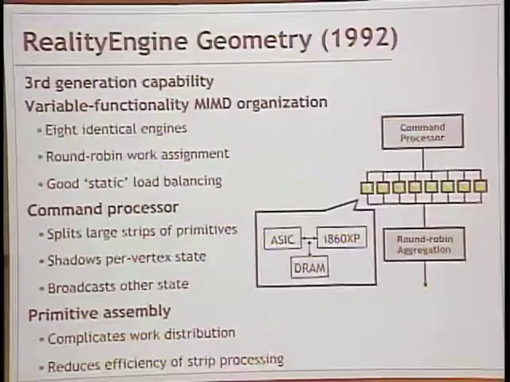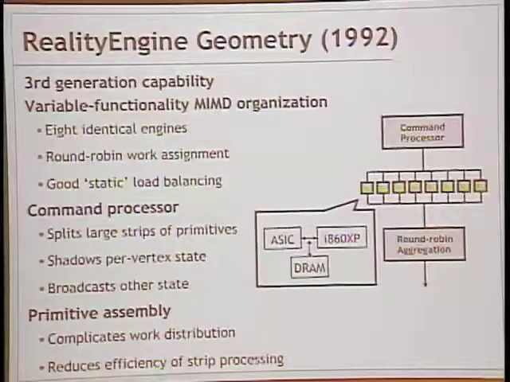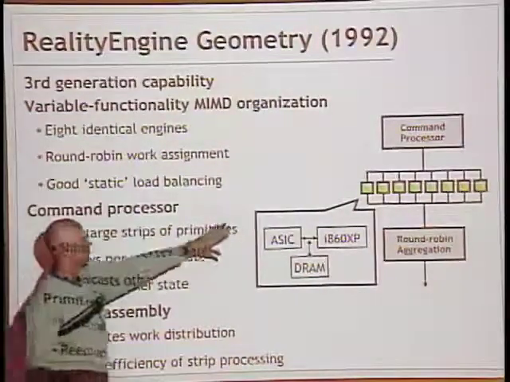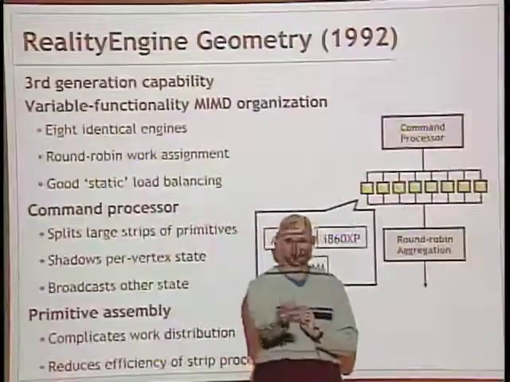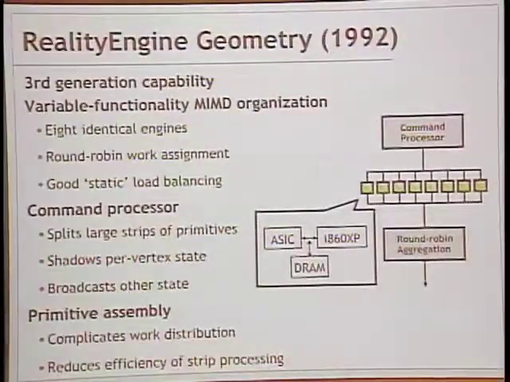So the real task here is the command processor, which had to deal out work to each of the engines here. The way that it worked is it would take this big long strip of primitives, and it would send an entire strip of primitives to a different engine. So it would take a bunch, send it here, a bunch, send it here, a bunch, send it here, and so on. I believe this one was round robin.